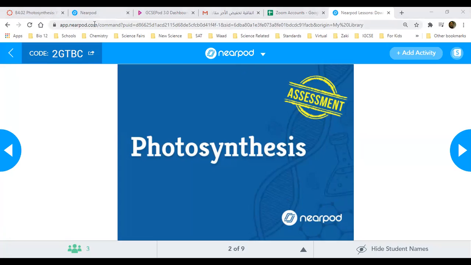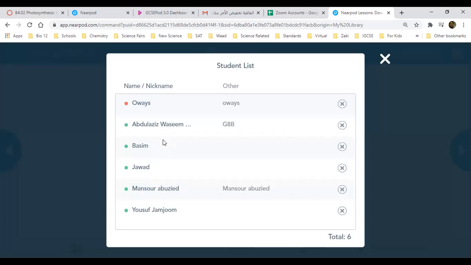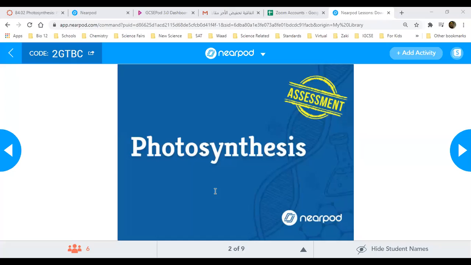So this is the code: 2GTBC. You have to log into nearpod.com. We've got 3 people. Abdullah is here. Hamza, Anderson, come on, boys. 6 boys are here. Awais is here. Abdulaziz, Basim, Jawad, Mansoor, and Yusuf. Good show, boys. Rest of the 15 boys, please log in. Yes, Abdullah, it's nearpod.com, and the code is 2GTBC.